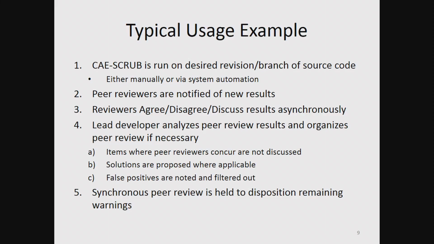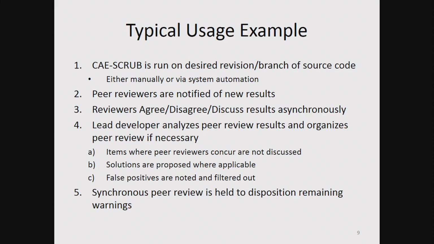So here we have a typical usage example for what happens after you've run that back-end portion. You're ready to begin your human peer review. So it starts off running Scrub on your desired revision or branch of the source code, like I mentioned. That can be done manually or through system automation. Basically, anything that's capable of kicking off a bash script can run Scrub.